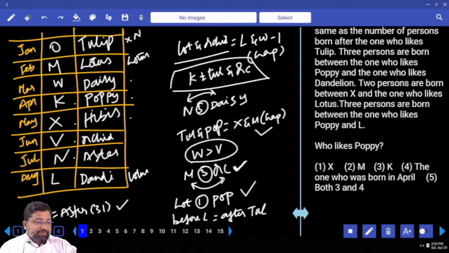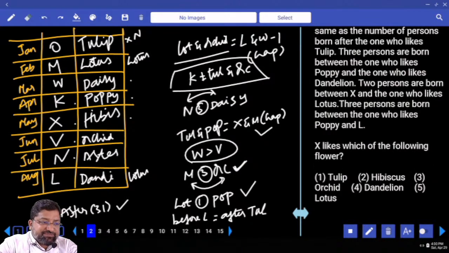Let's go. Who likes poppy? Tell me, Amma. It is K who likes poppy. Next, second question. X likes which of the following flowers? Hibiscus.